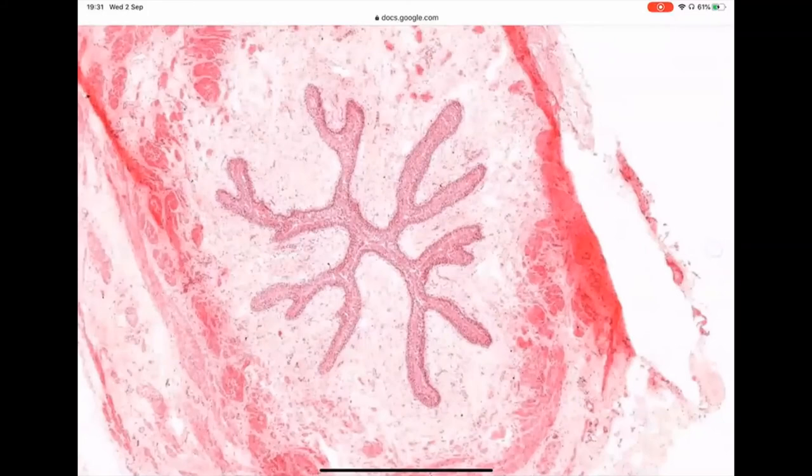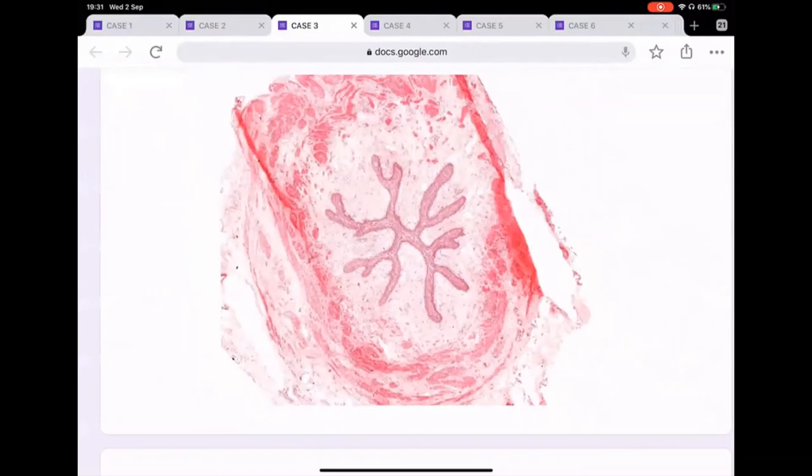So first of all, you need to decide if you have complete sections or not. Now, one thing, I would urge you not to make a first impression on frozen section, because the first impression can distract you from what you really need to see and appreciate.